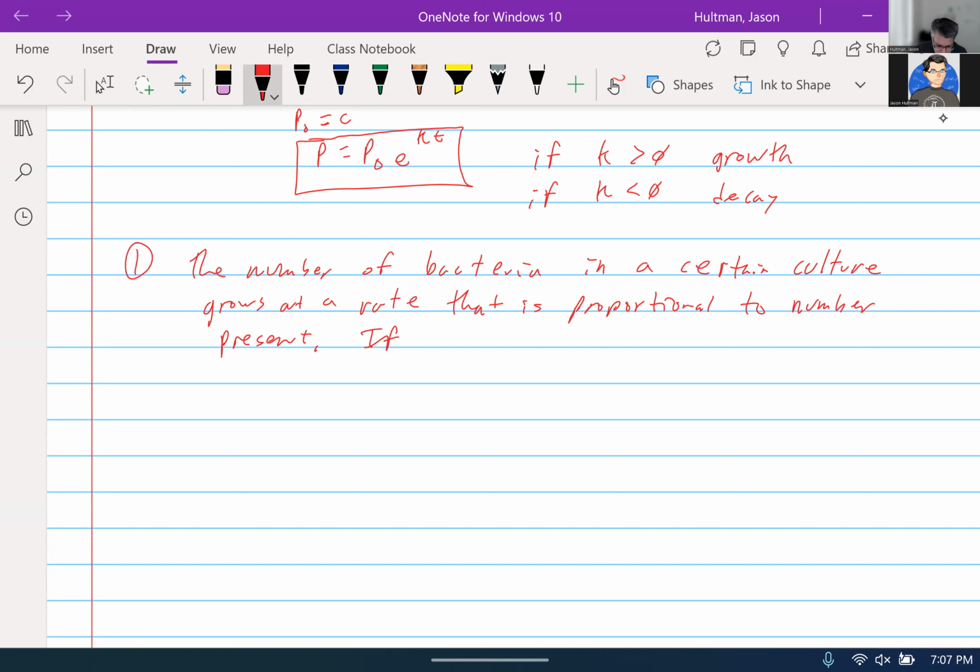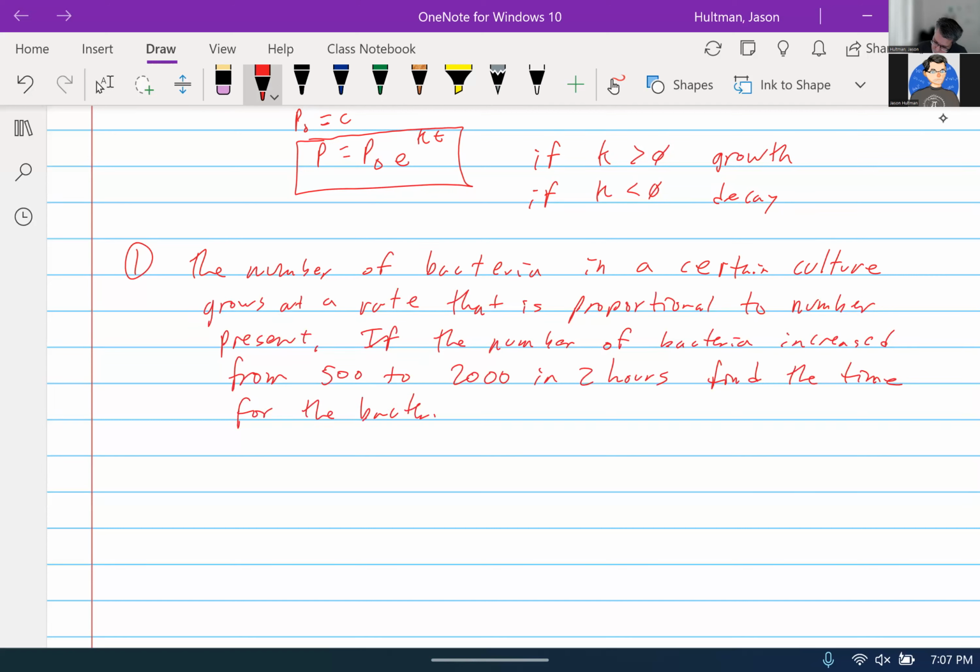Now, if the number of bacteria increased from 500 to 2,000 in 2 hours, find the time it takes for the bacteria to double in size.